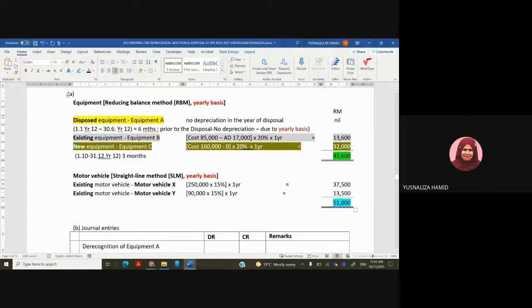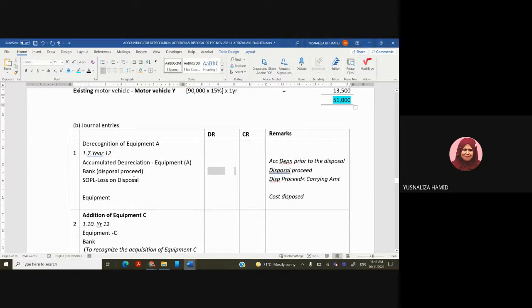What makes the difference is the new equipment that causes the changes to the depreciation, as well as the no depreciation status for the disposed equipment. So these are the two things that cause the changes: the new equipment and the disposed equipment. The derecognition of equipment A would happen on 1st of July, year 12.